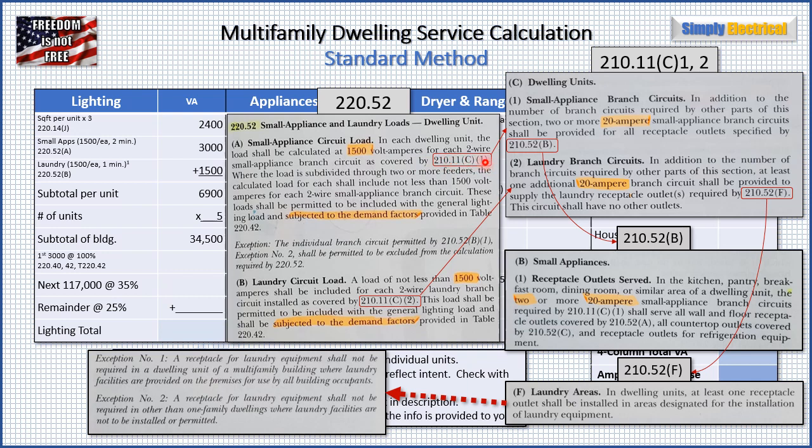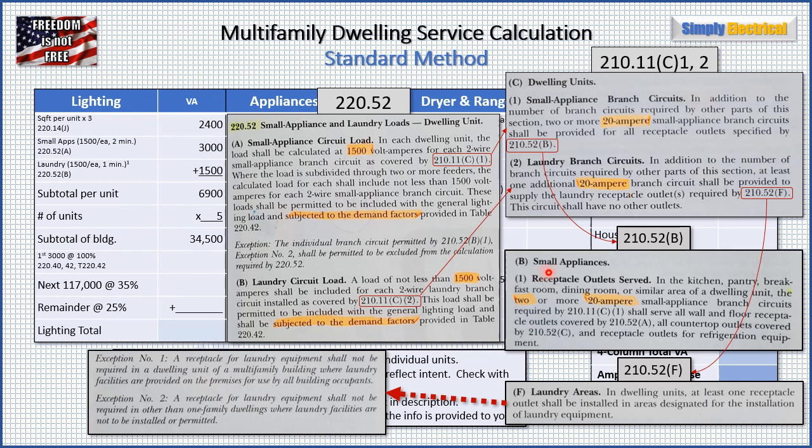Let's see what that says. 210.11(C)(1) says, in addition to the number of branch circuits required by other parts of this section, 2 or more 20 amp small appliance branch circuits shall be provided for all receptacle outlets specified by 210.52(B). So we refer on again to another code article to tell us what specific outlets it's referring to here. Let's go down here real quick and I'll summarize once we're done.